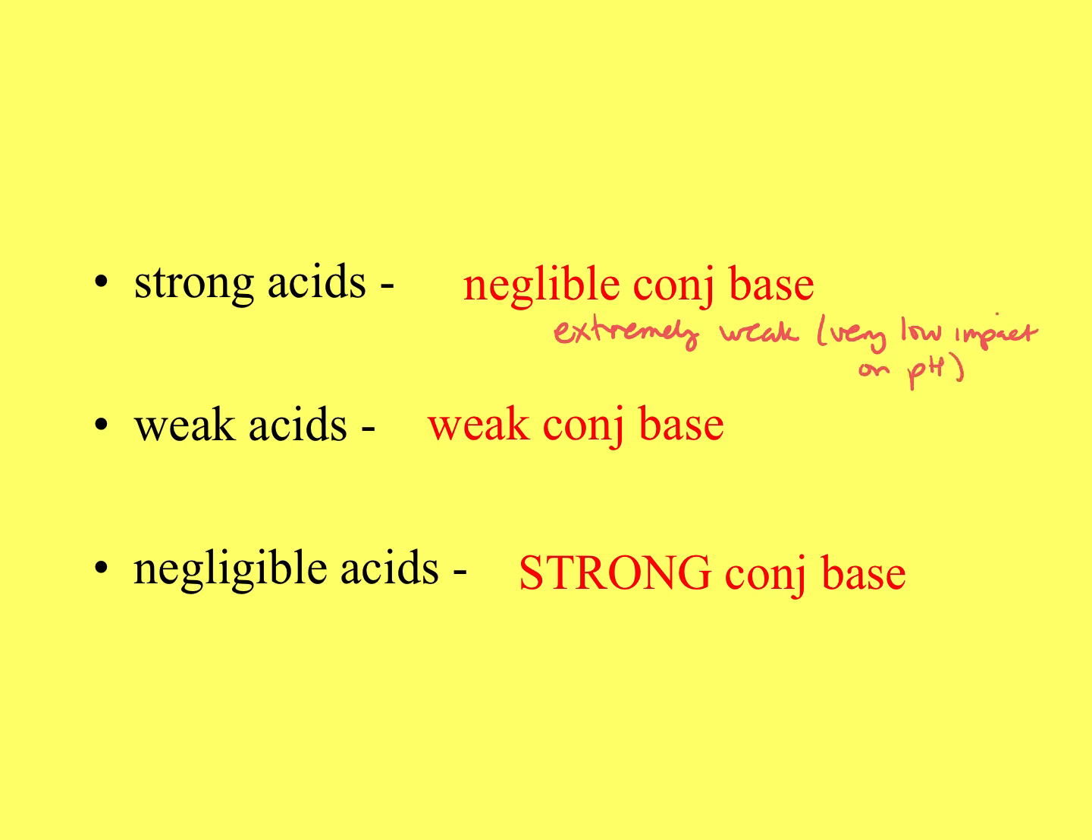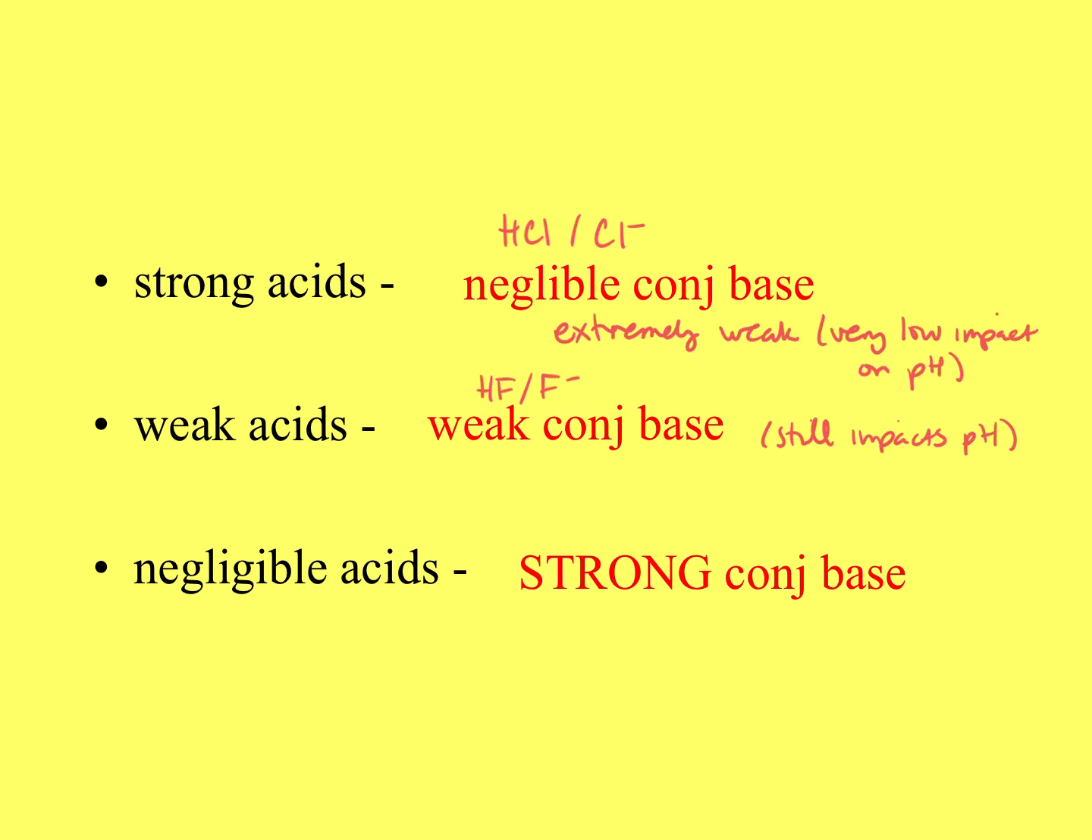Okay, so an example would be HCl. It's a strong acid and its conjugate base, Cl minus, is negligible. A weak acid such as HF, its conjugate base will be F negative, and that conjugate base is weak, but it still has an impact on the pH. Still impacts the pH, so make sure you note that.